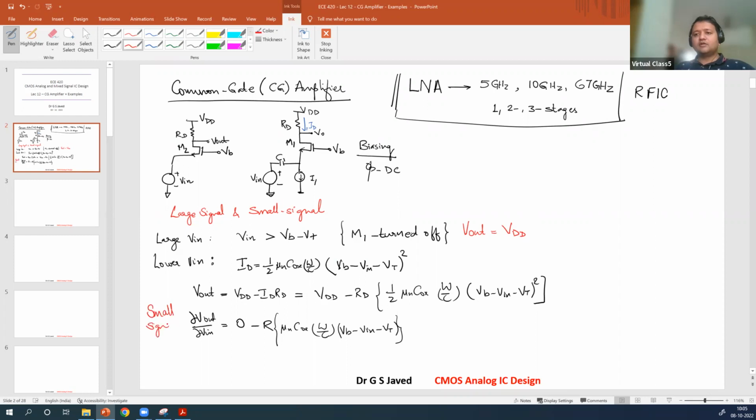Small signal gain. Now we have another value to find out. What is this value? That value would be, what are the other factors that are dependent on Vn?